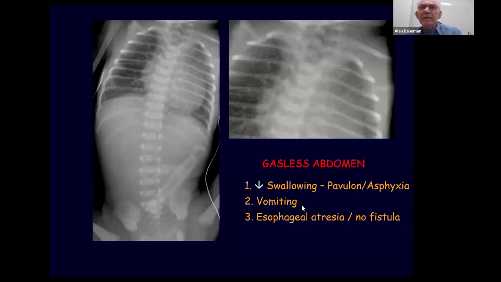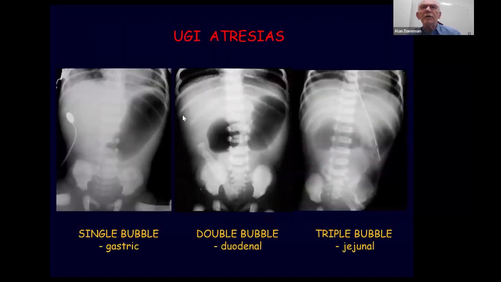Occasionally, you may see it in babies that are vomiting tremendously, and they vomit out all the gas from the stomach, although that's quite rare. So keep these things in mind, but always when you see a gasless abdomen, look for the pouch of the upper esophagus.